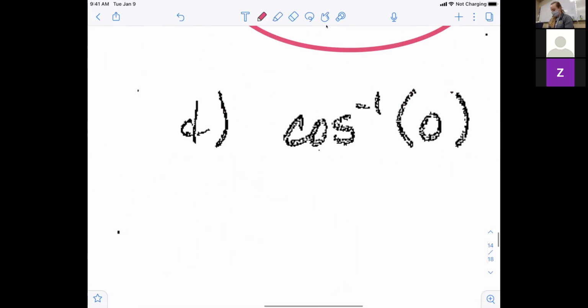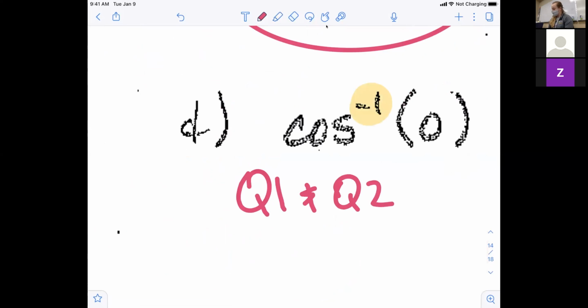And then the last one's cosine inverse of 0. Cosine, oh, this one's different. This is in quadrant 1 or quadrant 2. Cosine is x. So which angle has a cosine of 0 in quadrants 1 or 2? 90. Very good.